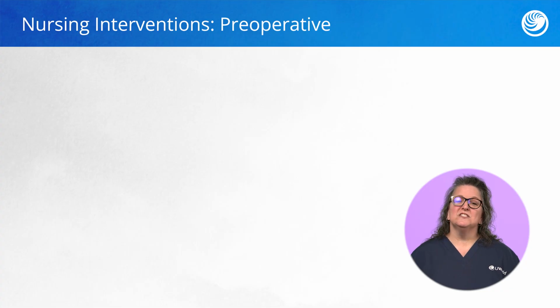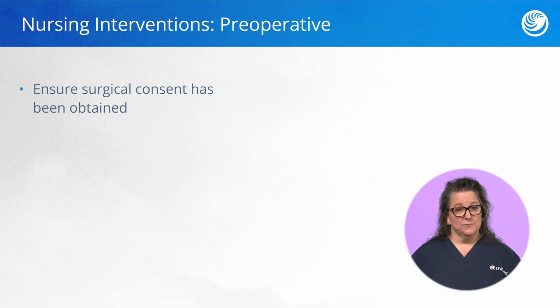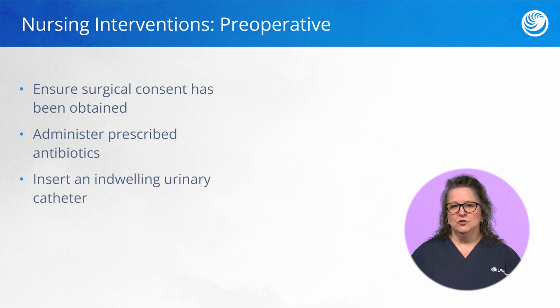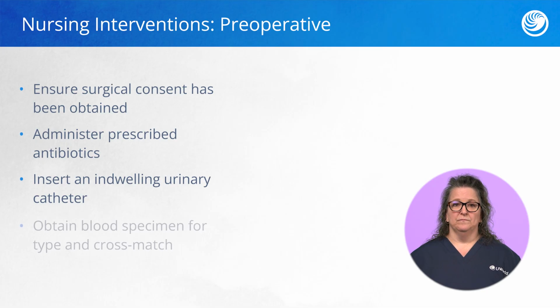Nursing interventions preoperatively. Ensure that a surgical consent has been obtained, as with any surgery. The surgeon discusses the risks and benefits of the procedure. Administer prescribed antibiotics and other preoperative medications. Insert an indwelling urinary catheter to empty the bladder. This helps with keeping the bladder out of the surgical field and hopefully preventing injury to the bladder.